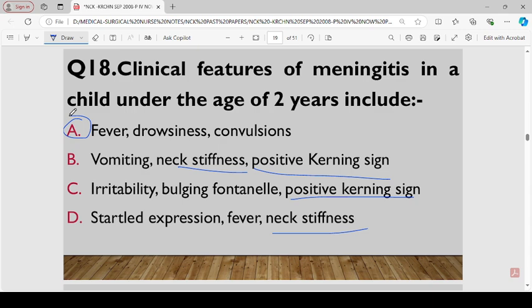But remember, in children, we normally have fever, drowsiness, convulsion, and this startled expression, which could be irritability, right? Irritability. So that is what it is all about. The major symptoms that normally appear in adults will not be present here, right?